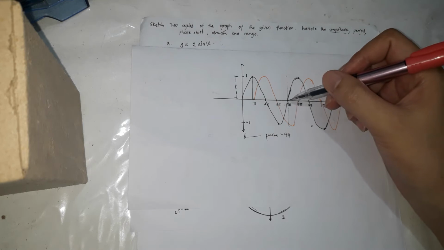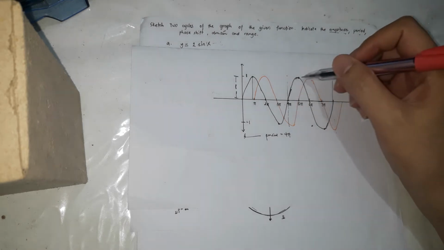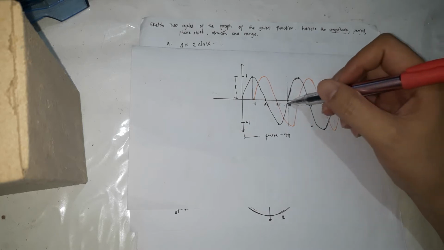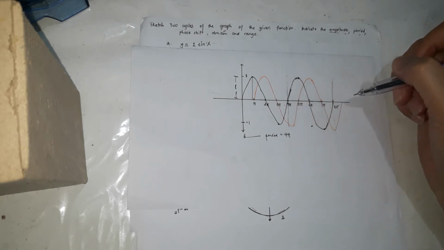So, after 4 pi, uulit na naman yan siya. So, akyat siya baba. So, 4 pi. So, ibig sabihin 8 pi. So, 4 pi plus 4 pi, 8 pi.